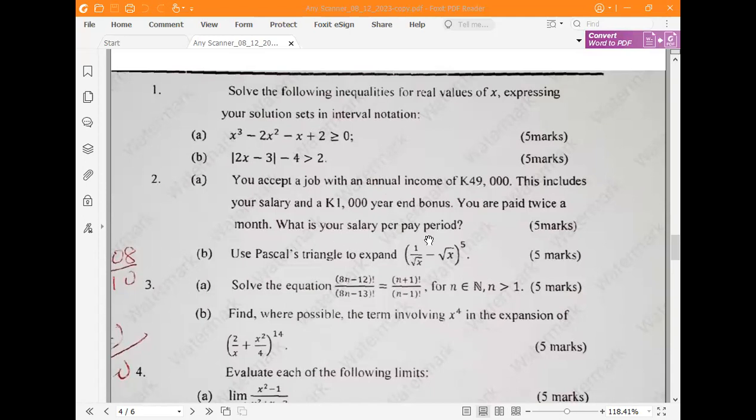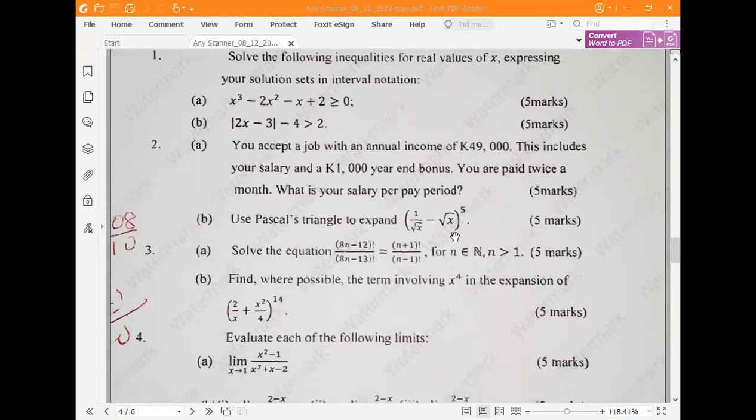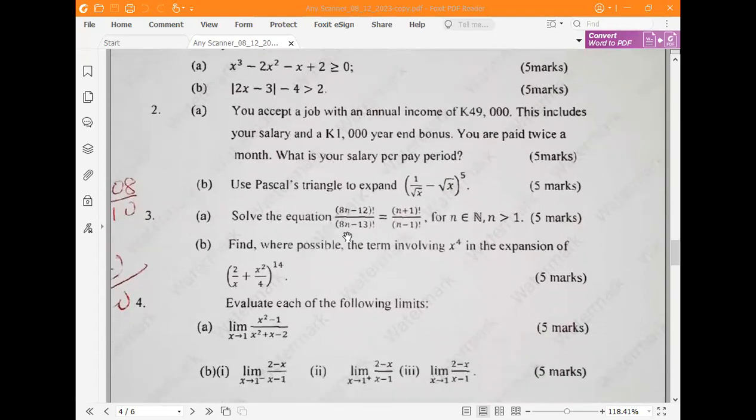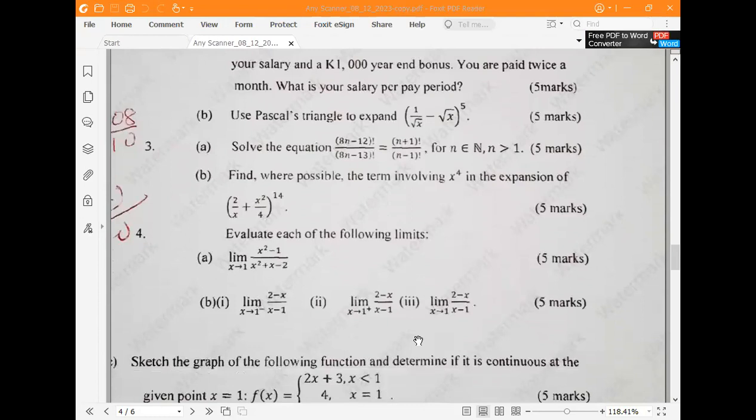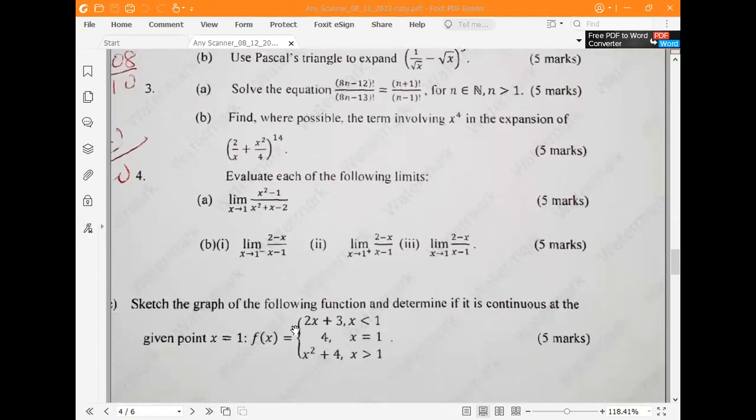Per day period. Use Pascal's triangle. Solve the equation that equal to that. Find where possible the term involving x power 4 in this expansion. Evaluate the limits, and the limits are given here. Here's a graph of the following function, determining if it's continuous at the given point.